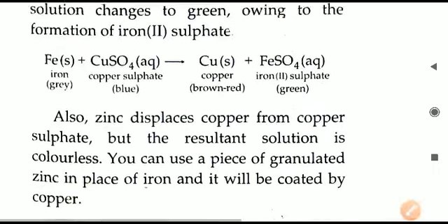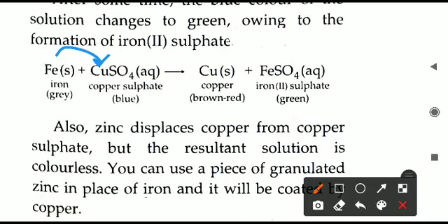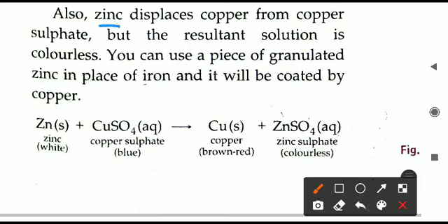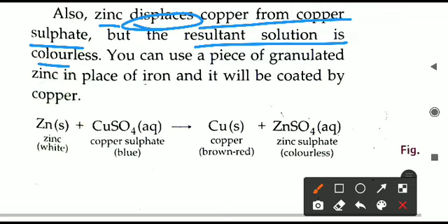Same way, like iron is displacing copper here, one more reaction we will see, that zinc is more reactive than copper. So if we take zinc in place of iron, like we have taken iron nail, you can see the photograph. If we take zinc metal and put it in copper sulfate, then zinc will also displace copper from the copper sulfate, and the solution, whatever product will come, that will be colorless. Colorless means it will look like water only.